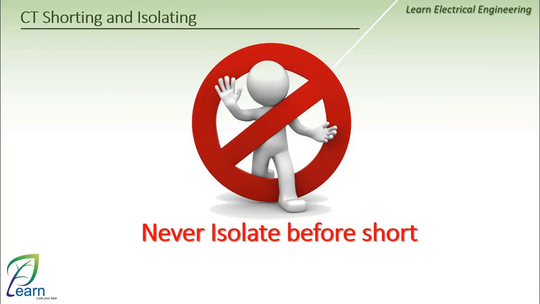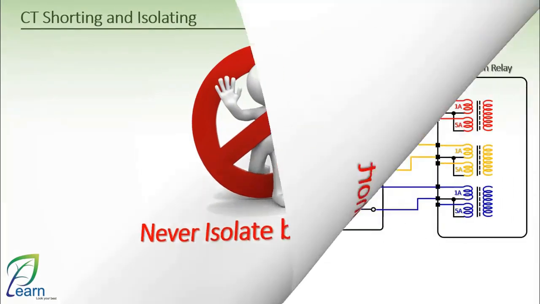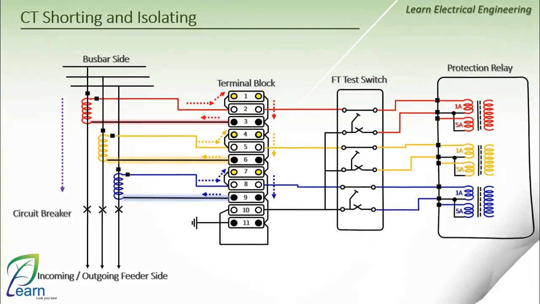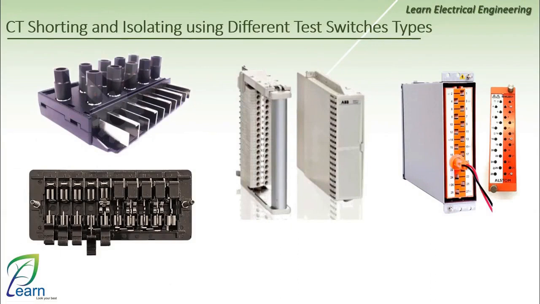Alright, let's see together how we will perform the shorting. First, we will start by closing terminals number 1, 4 and 7. As for how we will perform the isolating, we will start by opening numbers 2, 5, 8 and 10. This way, the currents will take this path, and I have thus shorted the CT circuit and isolated the protection relay circuit. In the next lecture, we will see how to perform isolating using the CT.